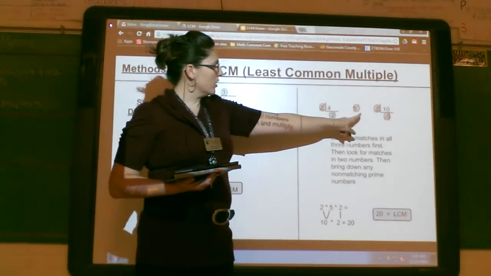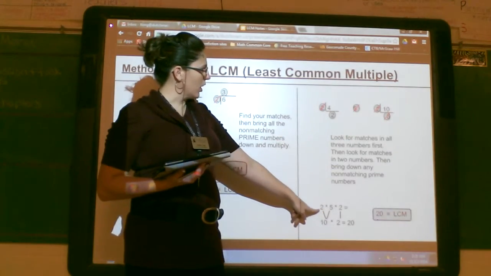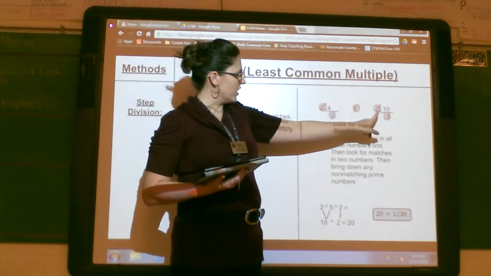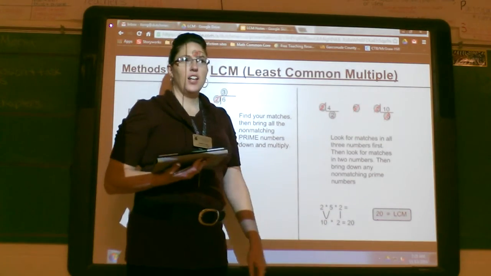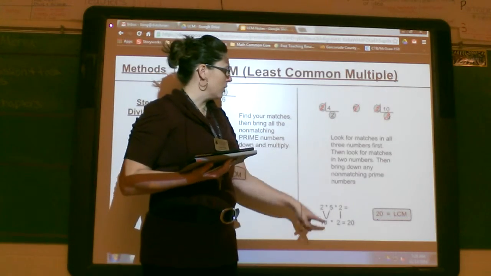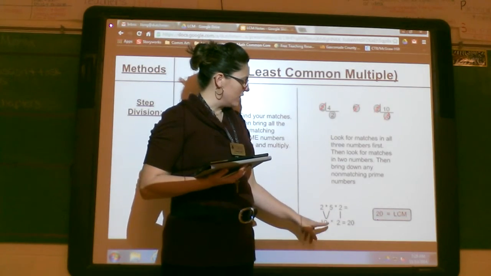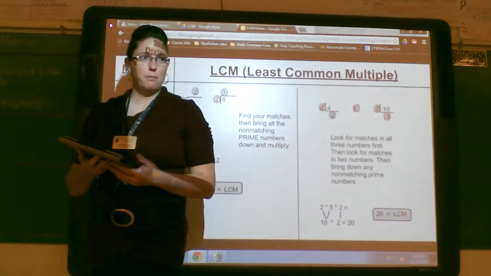I have a 2 here and a 2 here. That's a 2 in common. I have a 5 here and a 5 here. That's a 5 in common. Then everything that doesn't match, I bring down with it. So I have 2 times 5 is 10. Times 2 is 20.